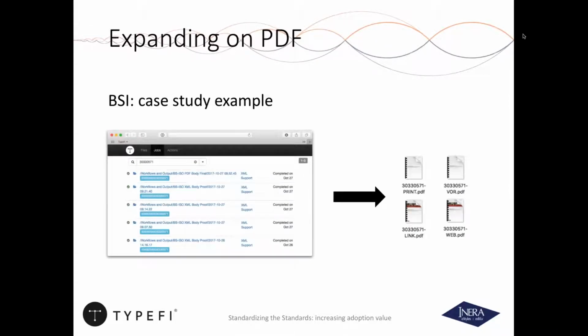In previous webinars, we've been talking a lot about producing a PDF output from ISO STS, but it is important to address the fact that different kinds of PDFs can be produced depending on your requirements. As an example, I would like to talk about the workflow at the British Standards Institute.